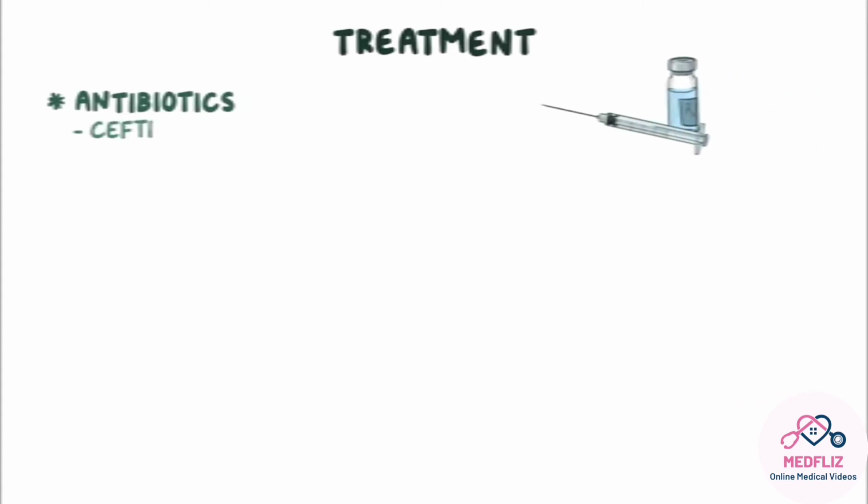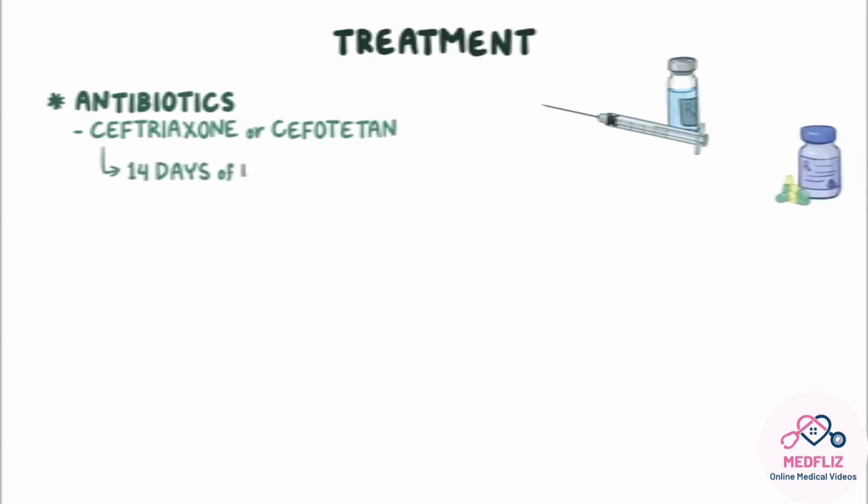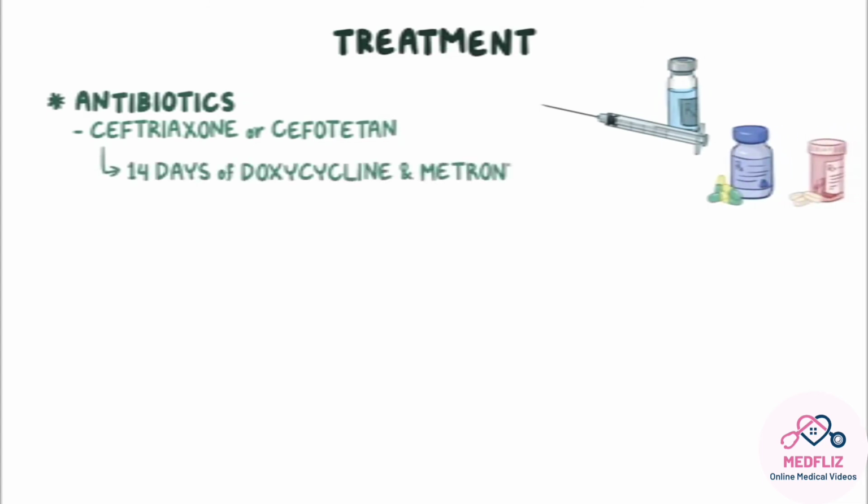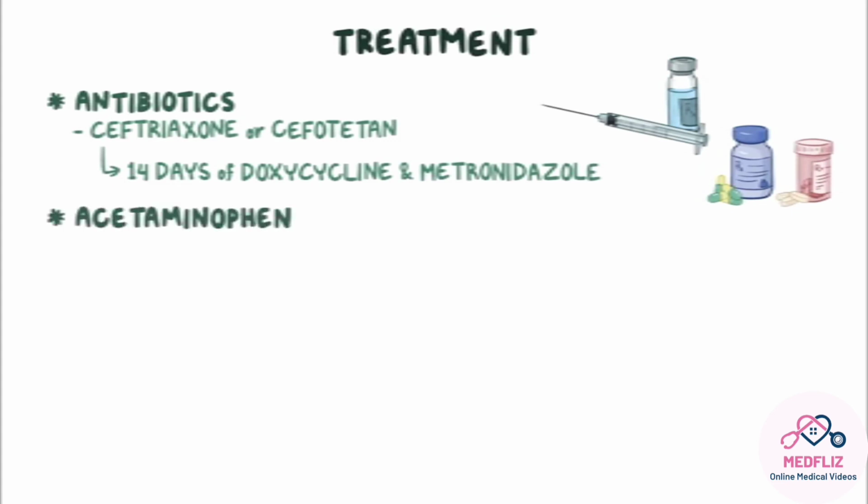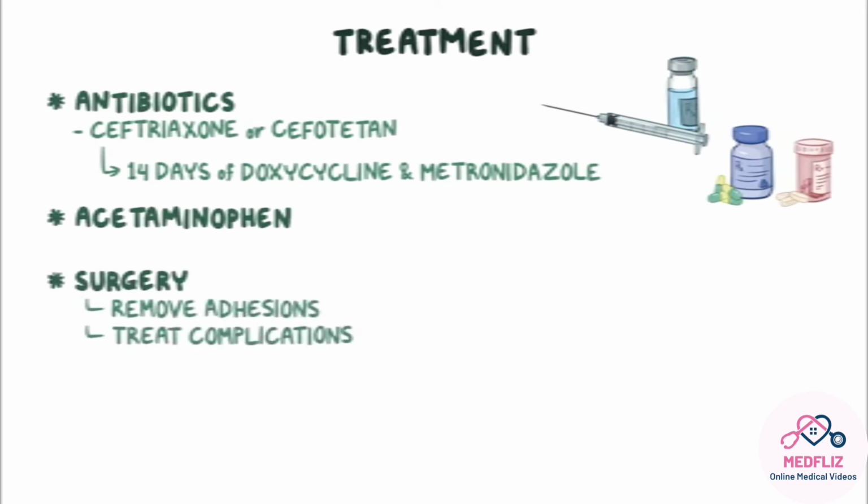Treatment: antibiotics, ceftriaxone and cefotetan, followed by 14 days of oral doxycycline plus metronidazole for the treatment of the bacterial infection responsible for the pelvic inflammatory disease. Acetaminophen can be given to manage the pain until the antibiotics treat the infection. Occasionally, surgery is needed to remove the adhesions causing pain or to treat complications of pelvic inflammatory disease such as tubo-ovarian abscess and hydrosalpinx.